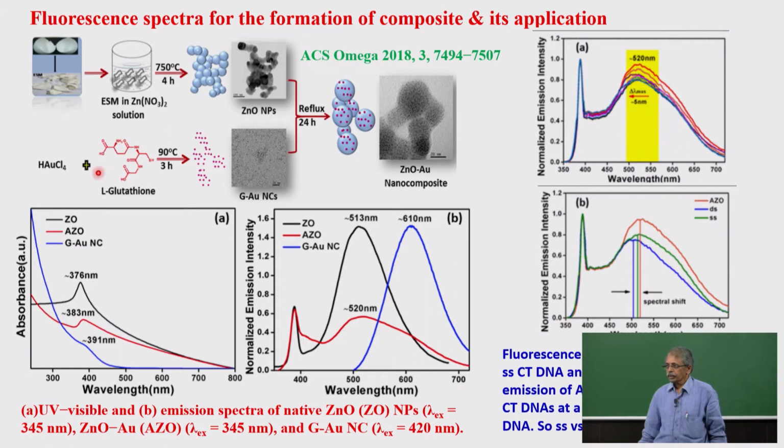Now please look at the slide in the top left corner. Here the egg yolk is being used, that is shown, and to this you add the zinc nitrate solution. You stir the zinc nitrate, and the solution is taken and heated at 750 for 4 hours and gives a compound, which is the zinc oxide nanoparticle.